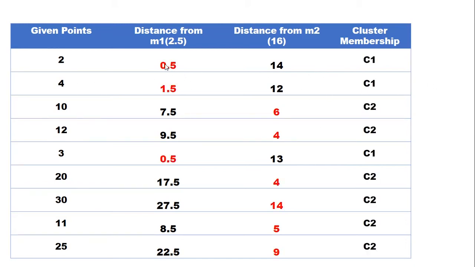Here this is the minimum distance, so assign to C1. This is the minimum distance, assigned to C1. This is the minimum distance, so 10 is assigned to C2. With the minimum distance, 12 is assigned to C2. Similarly, 3 is assigned to C1, 20 is assigned to C2, 30 is assigned to C2, 11 is assigned to C2, and 25 is assigned to C2.